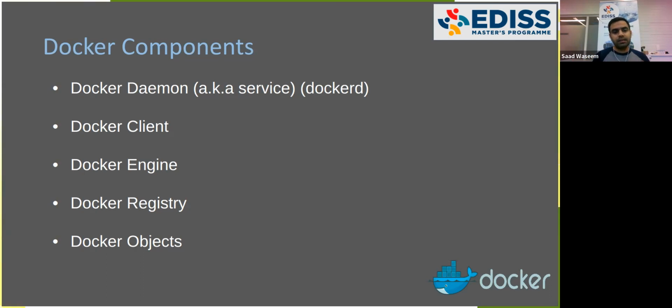The second thing is the client that we need to interact with Dockerd. The Docker client and Docker daemon are part of the Docker engine that is running on our machine or maybe on a server. This Docker client or Docker engine can communicate with a registry, and there are different objects associated with this whole Docker-based ecosystem.